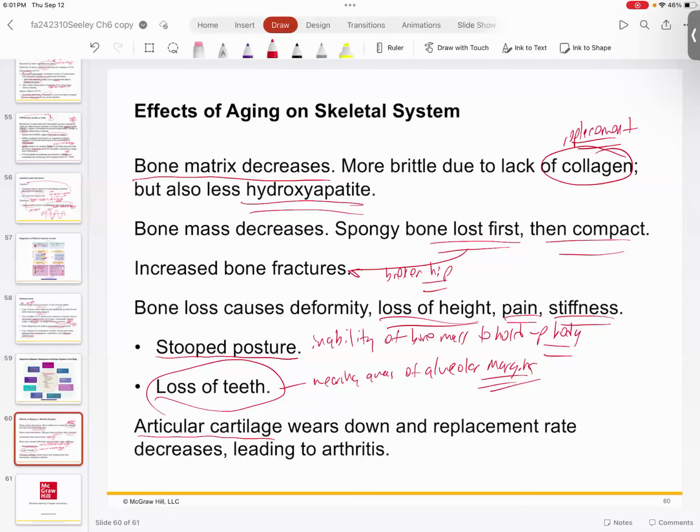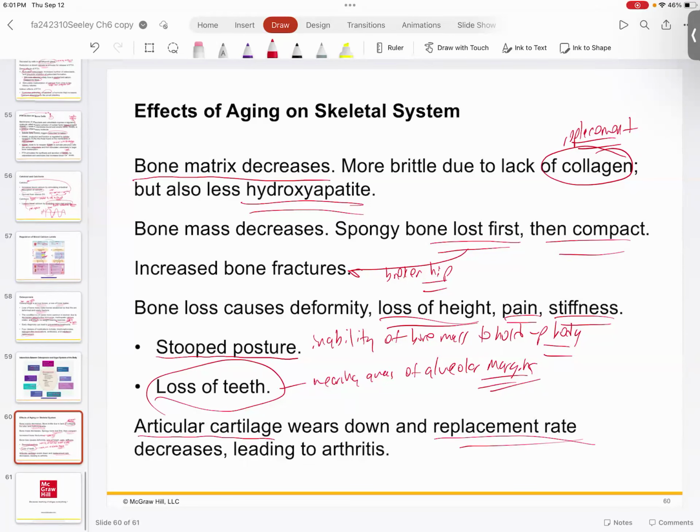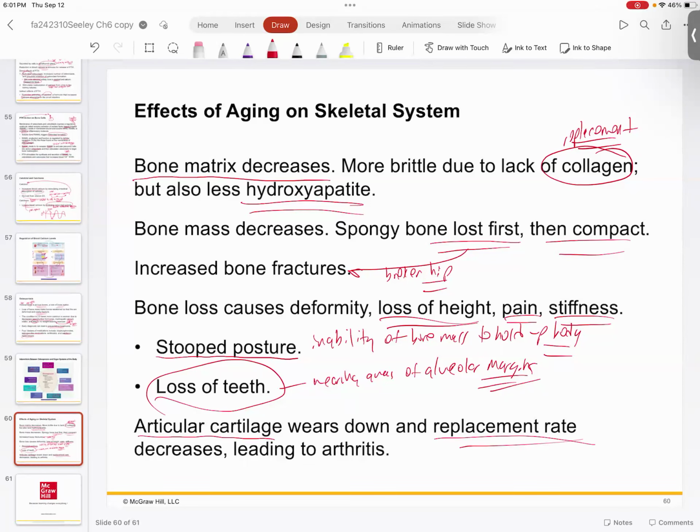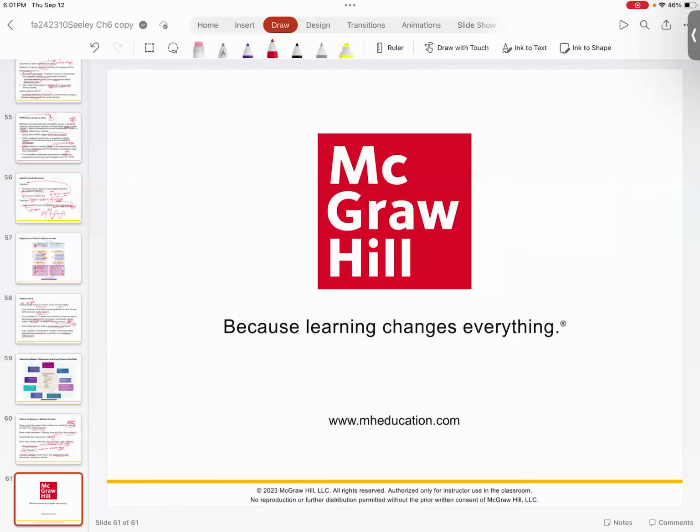And then also you have your articular cartilage, which will start to wear down. Eventually you'll wear through it because the replacement rate decreases, and ultimately that leads to arthritis. So arthritis is basically a deterioration type of disorder that we experience typically in old age, because we've put thousands, perhaps millions and millions of steps on those joints. The knee joints in particular are the ones that we feel oftentimes. So joints that we use a lot.